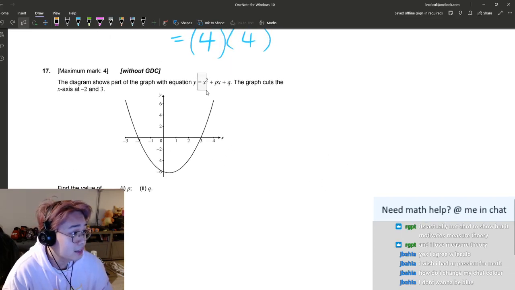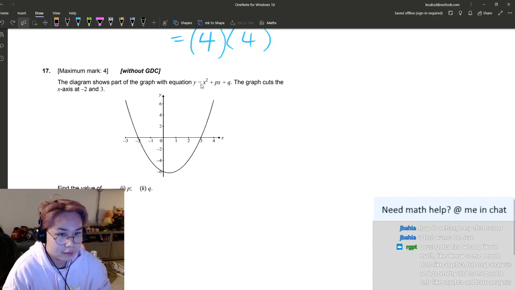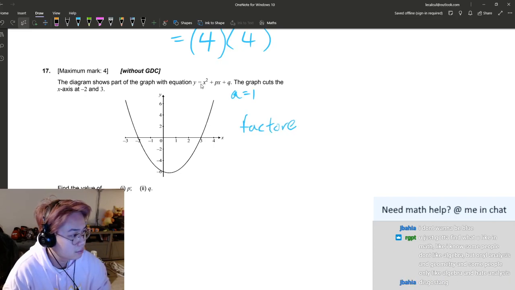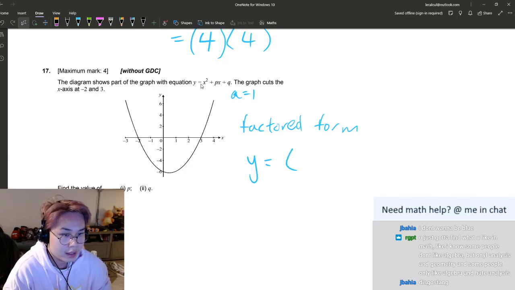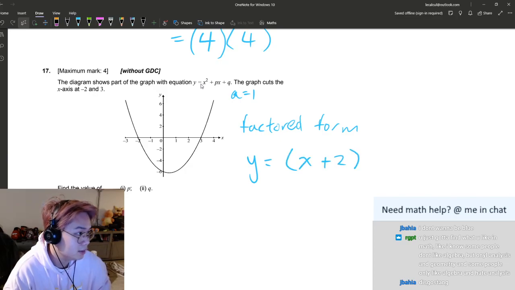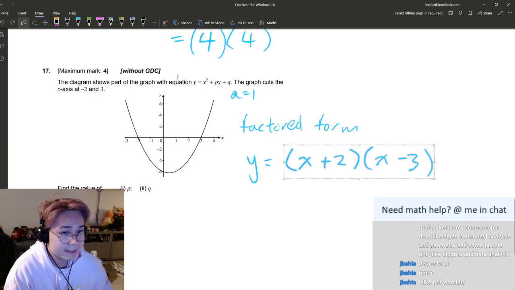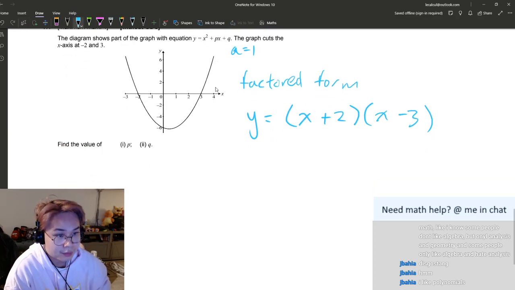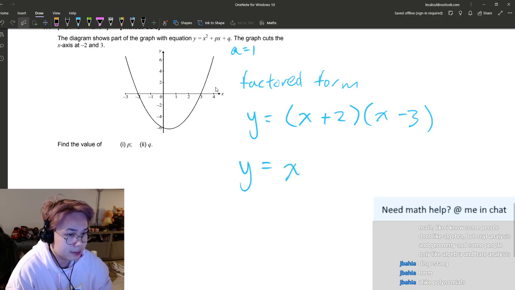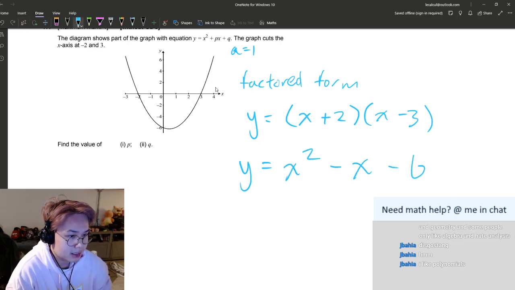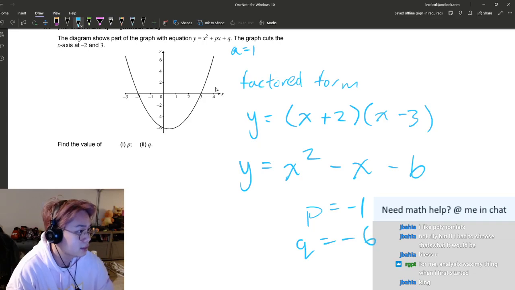Okay, one thing you note is we do know that the leading coefficient a is 1. So in factored form, I know that it should be x plus 2 and x minus 3 because those are my x-intercepts. And then if we just expand this out, then you'll get the generalized form. And then that will be the p and q in the question. So that's x squared minus x minus 6. So here's your p. P is -1. Your q, -6.